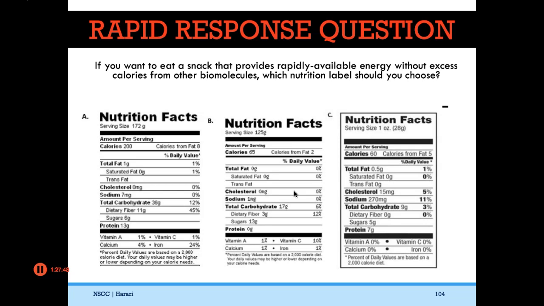So the answer would be B. You can see that you would look for carbs. That's what you want the most of. You want rapidly available, just strictly carbs. Fats would have long-term energy. So you want to avoid fats. And you don't need calories from proteins. You just want instant blood sugar. So you have 65 calories that come mostly from the sugars in this product B. This one does have some sugars, but it also has a lot of protein that will contribute to the caloric intake. So B is the best option.